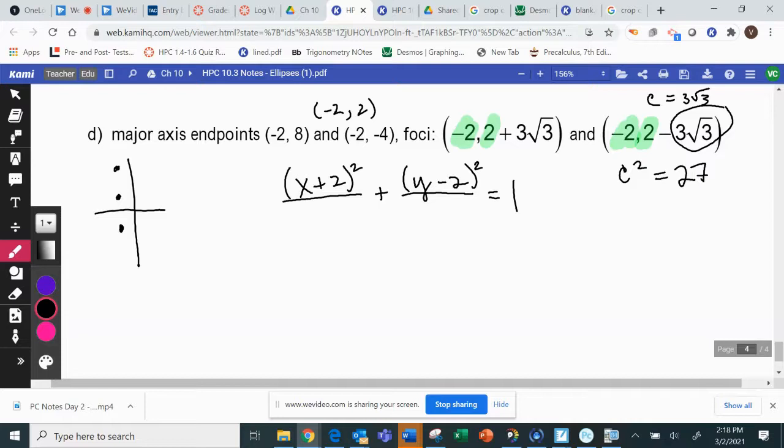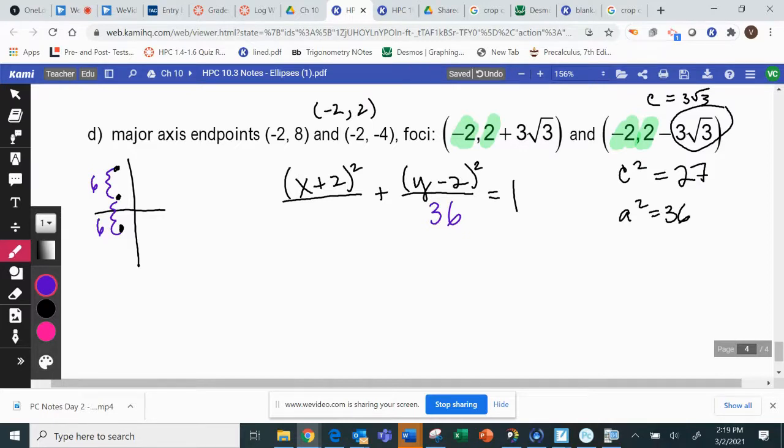Abigail? A squared is 36. And where are you getting a squared is 36 from? The distance from one of the or both of the endpoints to the center is 6. Okay. So the distance from each of these major endpoints to the center is 6. So then our a squared is going to be 36. And I need to know where to put that in the equation. So I'm going to call back on Gavin now. Under the y, right, because it's up and down. Good.